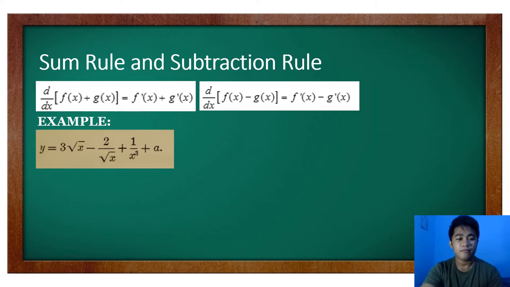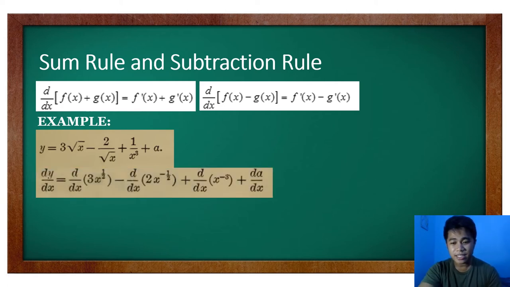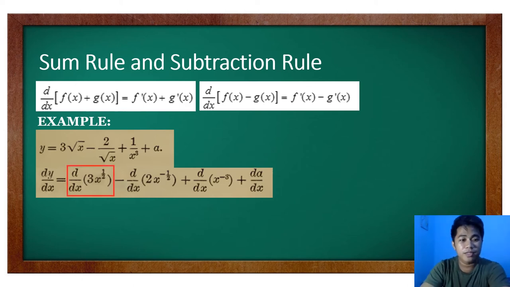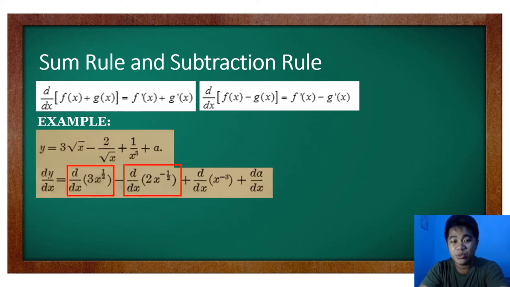So, if we try to differentiate that kind of problem, iba yung pagkakasolve po natin sa each term. So, iba po yun dito, that is for differentiating 3 the square root of x, minus differentiating 2 over the square root of x, and then 1 over x to the power of 3, and then differentiating the a.